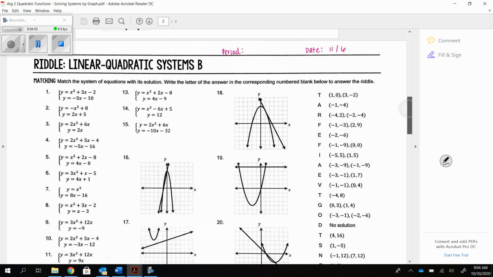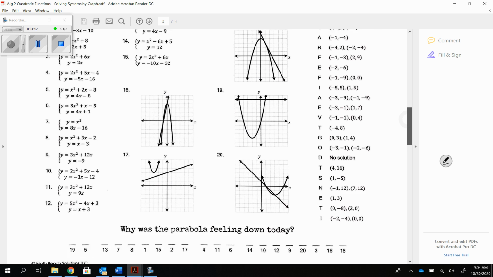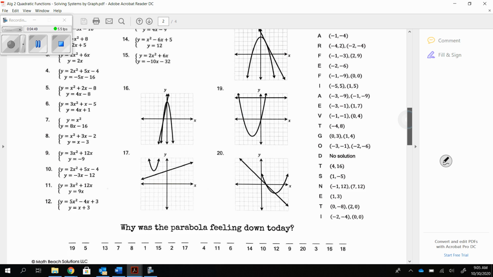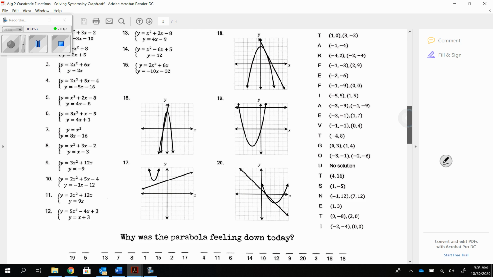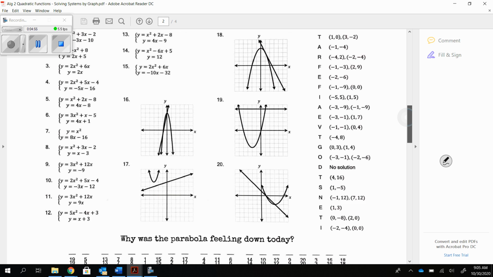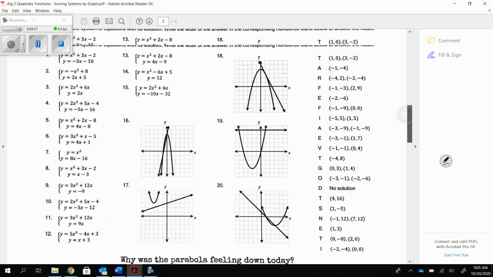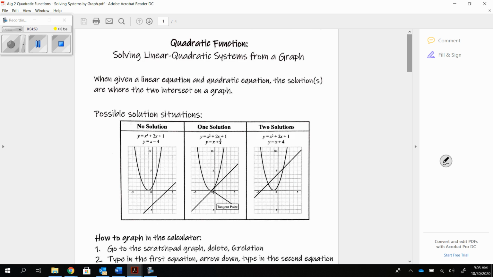So make sure you complete it. It's called Riddle Linear Quadratic Systems B, and the riddle is, why was the parabola feeling down today? So do what I just did in the calculator, get these 20 answers, get the letters for each, and then complete the riddle, upload it. All right? Let me know if you have any questions.